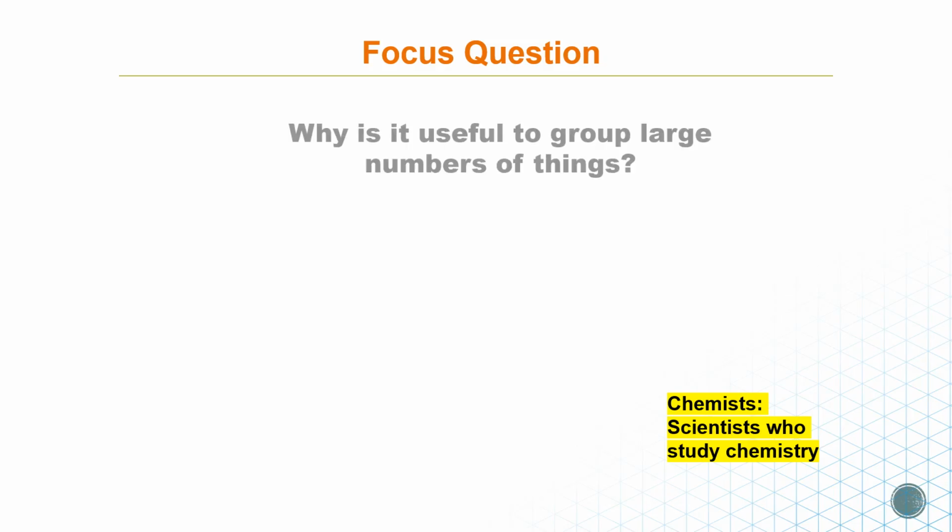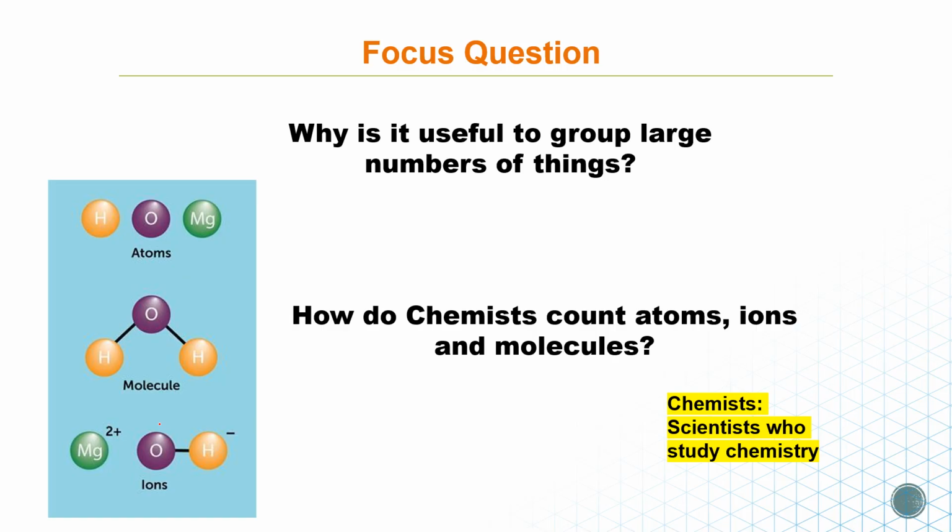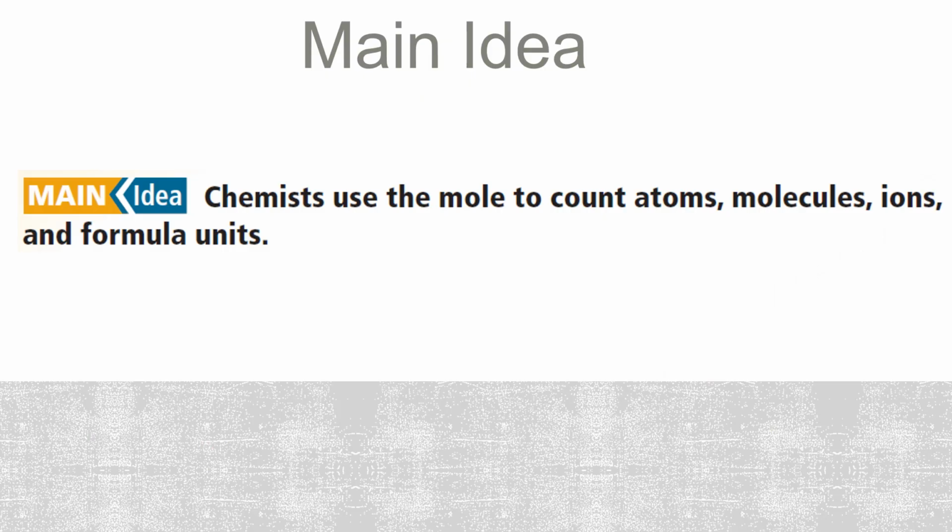So what is our focus question? Why is it useful to group large numbers of things into a single, simple word? For example, atoms, molecules, ions, we have millions and millions of these, right? How can we say these numbers? It's very difficult. So instead we use a simple word to describe these large numbers. So how do chemists count atoms, ions and molecules? This is the main idea.